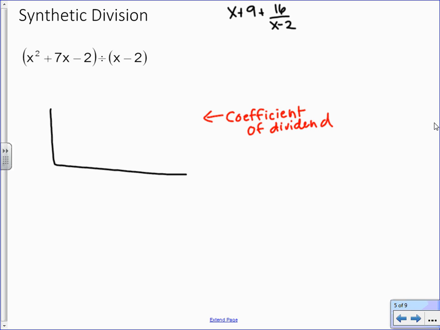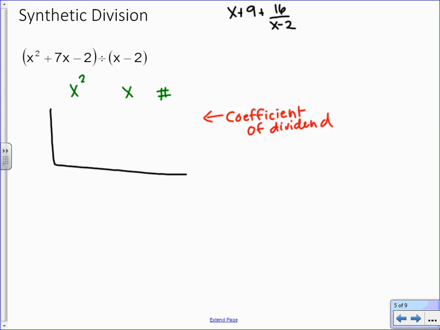Now, the dividend is the thing that you're dividing. Go to your dividend. What's the degree of your dividend? What's the highest exponent? 2. So above my synthetic box, I always write x squared, my highest degree, and then I write all the terms that should come behind it. Don't leave any term out. If you have x squared, you should have x, you should have a number. Okay? So I'm going to write those above it.